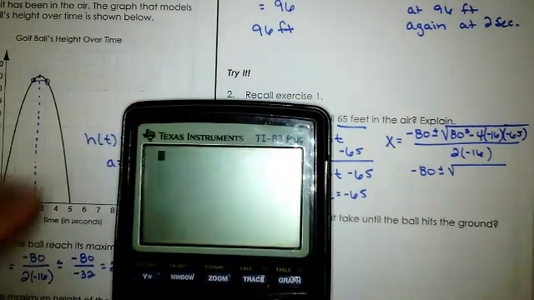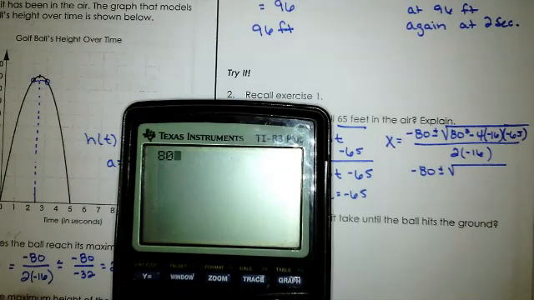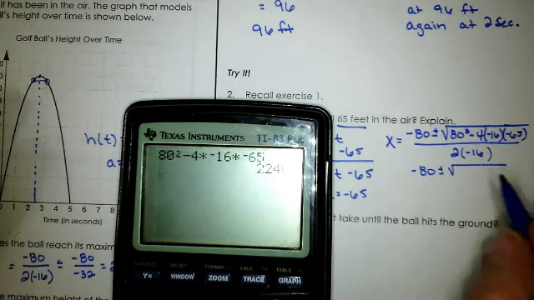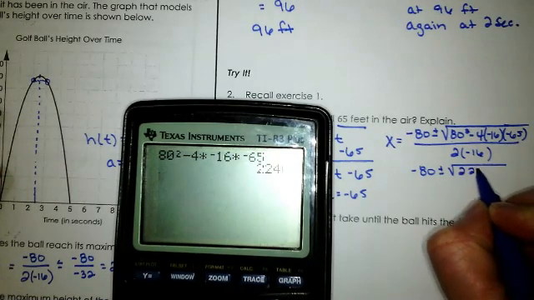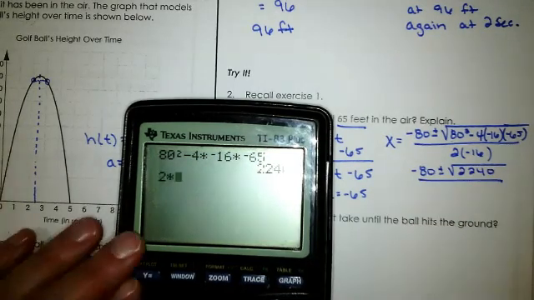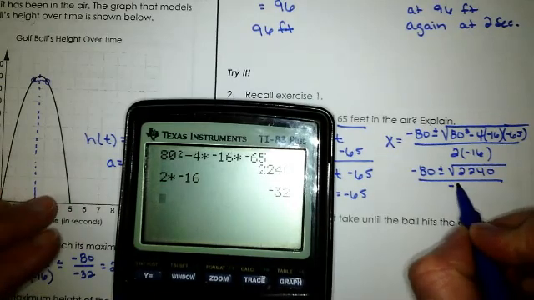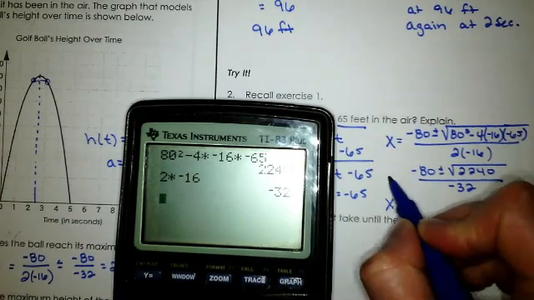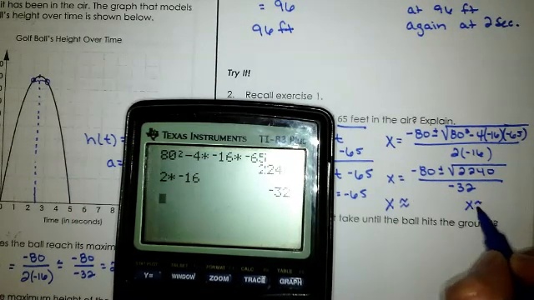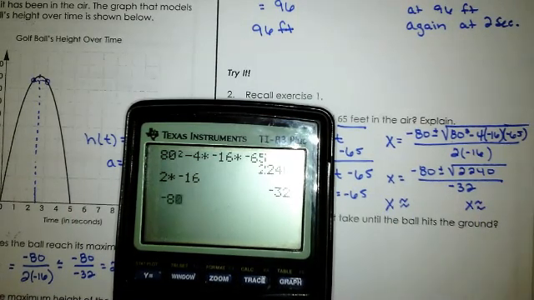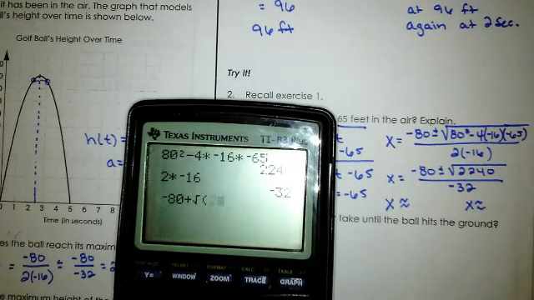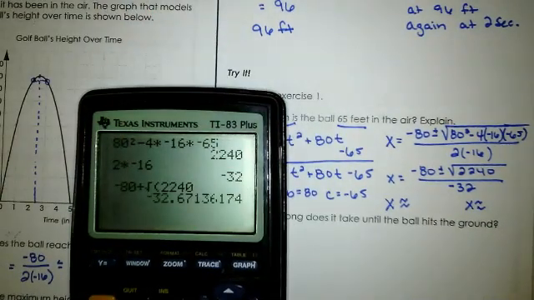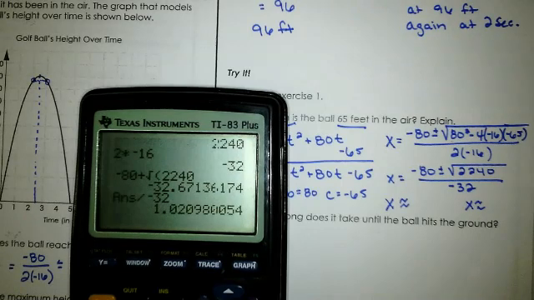So if we type that in, we have 80 squared minus 4 times negative 16 times negative 65. And we get 2,240 all divided by negative 32. So we're going to get one answer from our addition work, and one answer from our subtraction work. So we do negative 80 plus the square root of 2,240. So there's the numerator. Divide by negative 32.